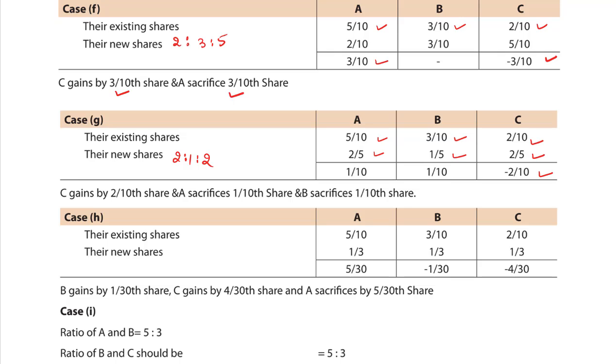C's gain is 2 by 10. A's sacrifice is 1 by 10 and B's sacrifice is 1 by 10. So C gains 2 by 10 share, and A sacrifices 1 by 10 and B sacrifices 1 by 10 share.